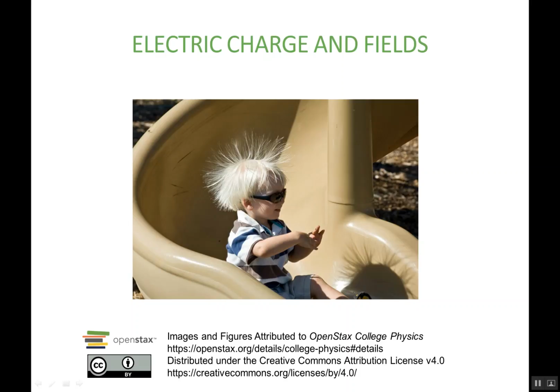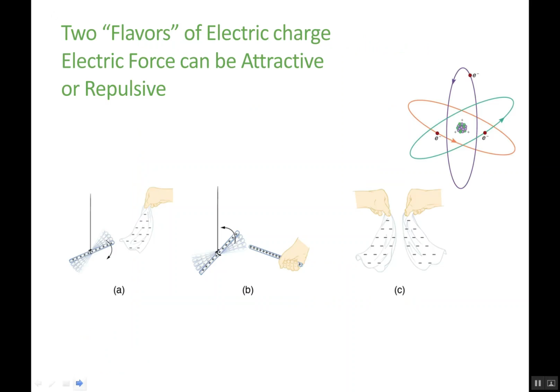Hi, this is a lesson on electric charge and electric fields, and also the forces that electric charges exert on other electric charges. All the images that you see in this video are attributed to OpenStax College Physics, which is a text by openstax.org, distributed under the Creative Commons Attribution License version 4.0.